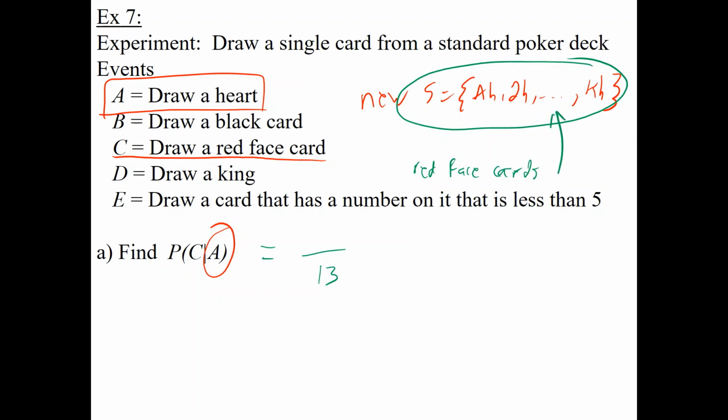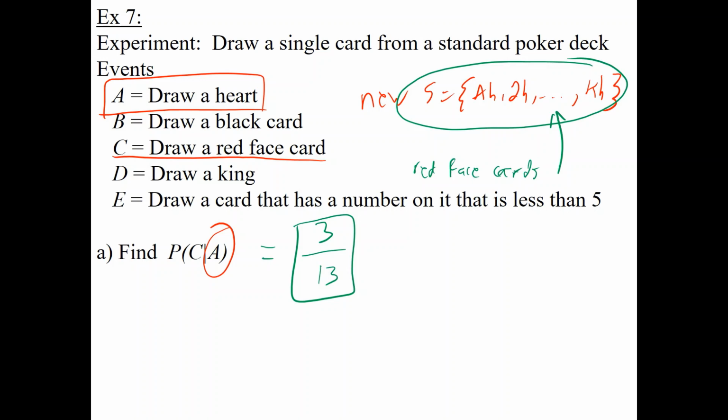Forget about any other cards besides those. And well, all those cards are red. That's good. They're all hearts. How many red face cards are there in this group here? The answer is there's 3. Jack of hearts, Queen of hearts, King of hearts are in there. So 3 goes on top. So that's the answer to that one, 3 out of 13.